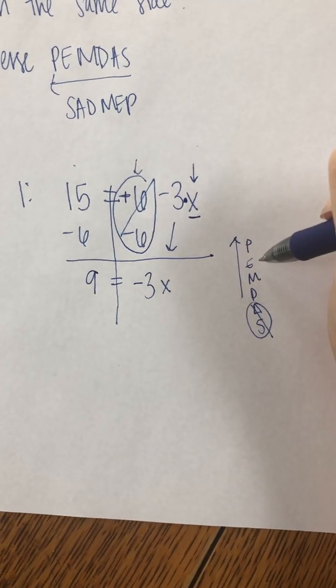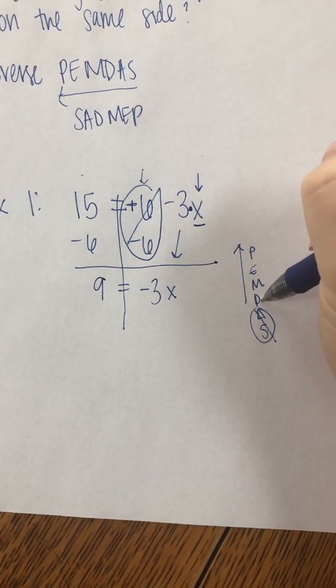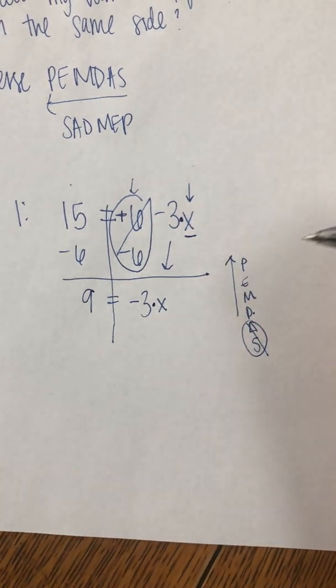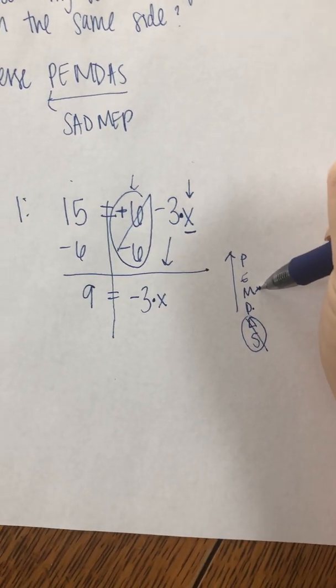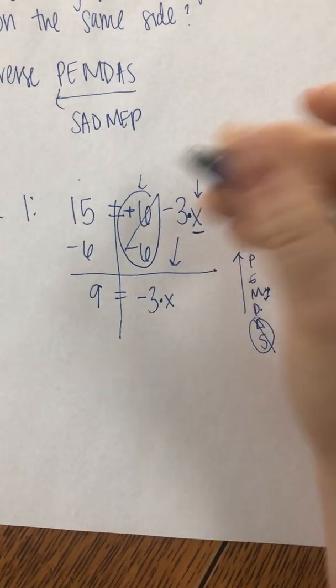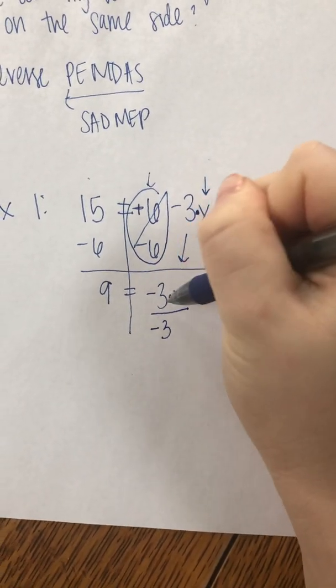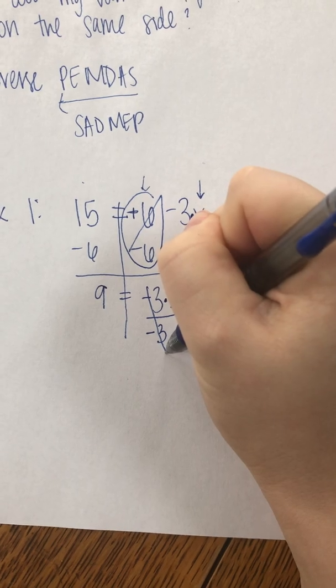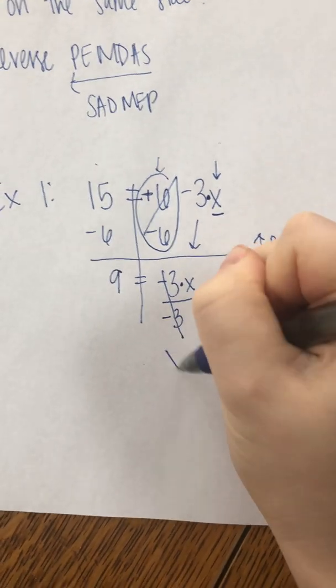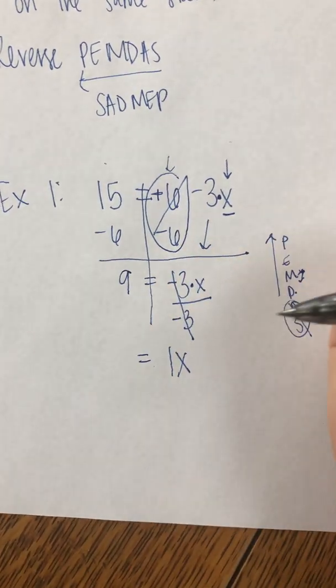So now we're going to look at multiplication and division. So we have this -3 that's being held on by multiplication. The opposite of multiplication is division. So we're going to divide by -3. We divide by exactly what's in front. -3 divided by -3 is actually +1x, or you can just say x.